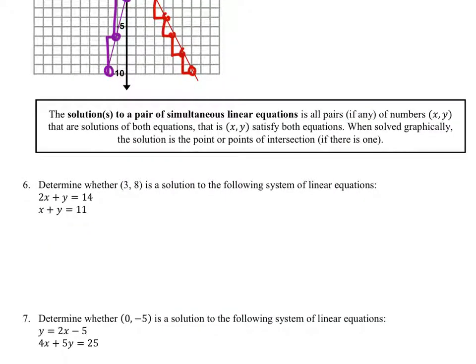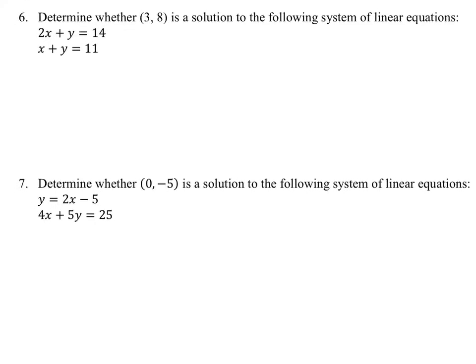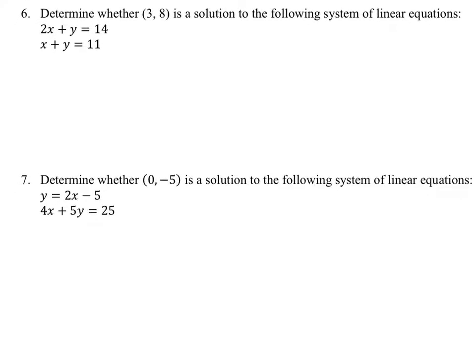The solution, or solutions, to a pair of simultaneous linear equations is all pairs, if any, of numbers x, y that are solutions for both equations. That means that x, y satisfies both equations, like after you eat a Snickers bar. When solved graphically, the solution is the point or points of intersection, if there is one. So 6 and 7, that we will be doing, would be like checking to see if our answer is correct, just like we did on that last problem. But it's important for you guys to realize that that ordered pair is where the two lines intersect. So if we graph it, we can find out where the two lines intersect. Bam, we have our answer.